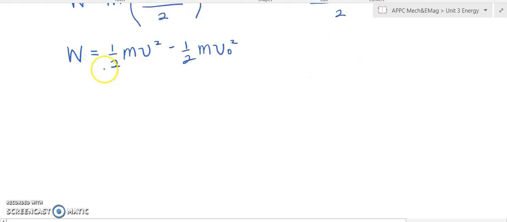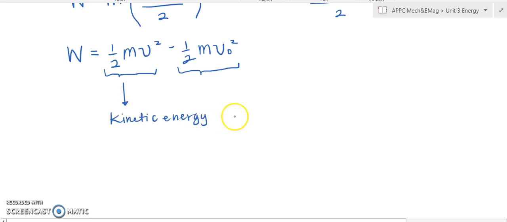And so then, what are we going to call this? We get to put a name with it. It's moving. What's a word that means moving? Kinetic. So we call this the kinetic energy, which simply means the energy stored in the movement.